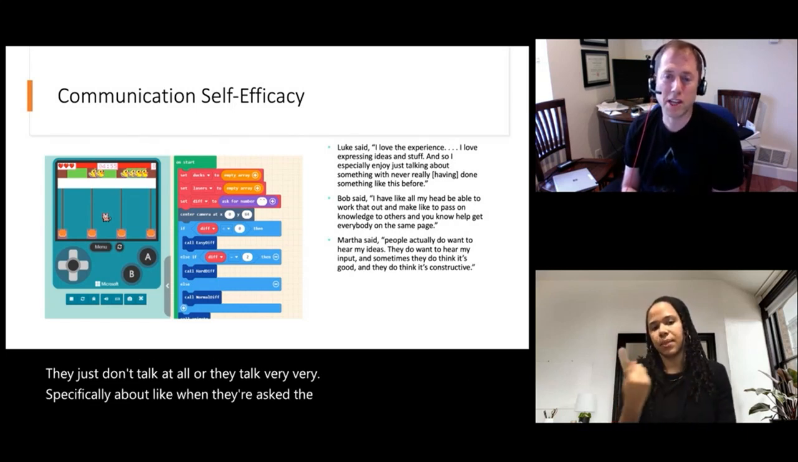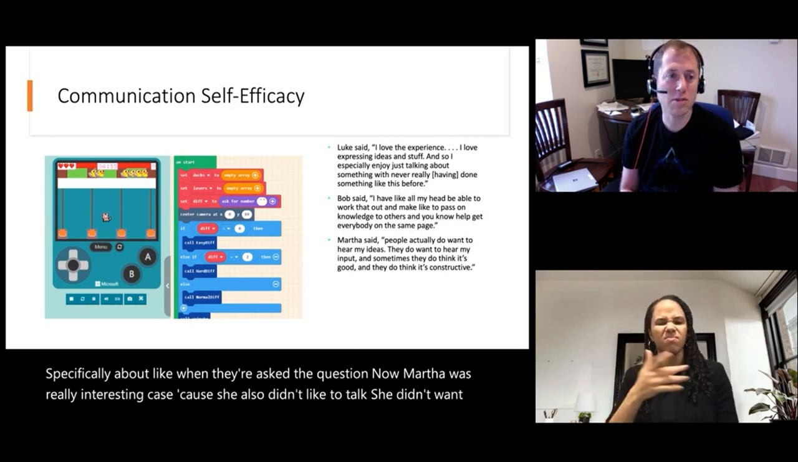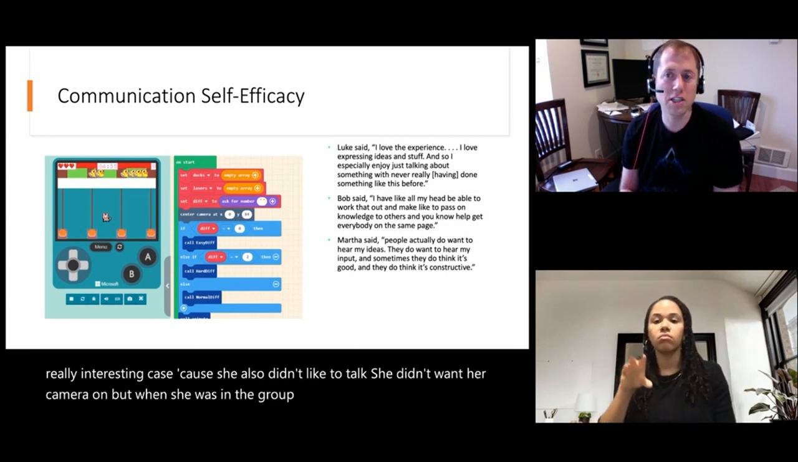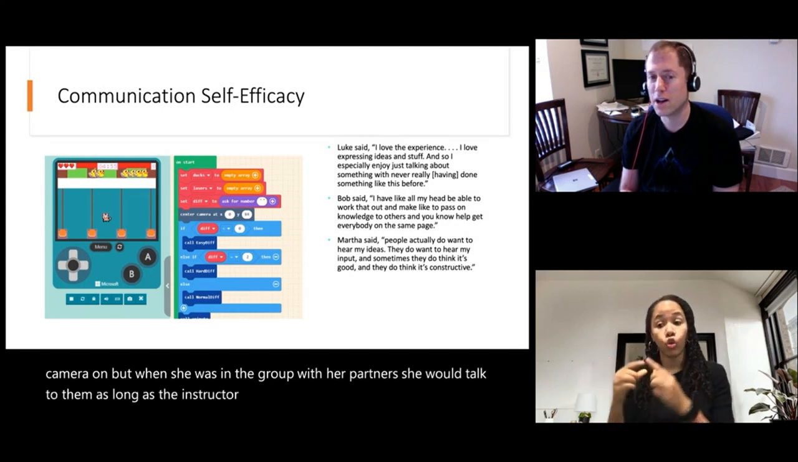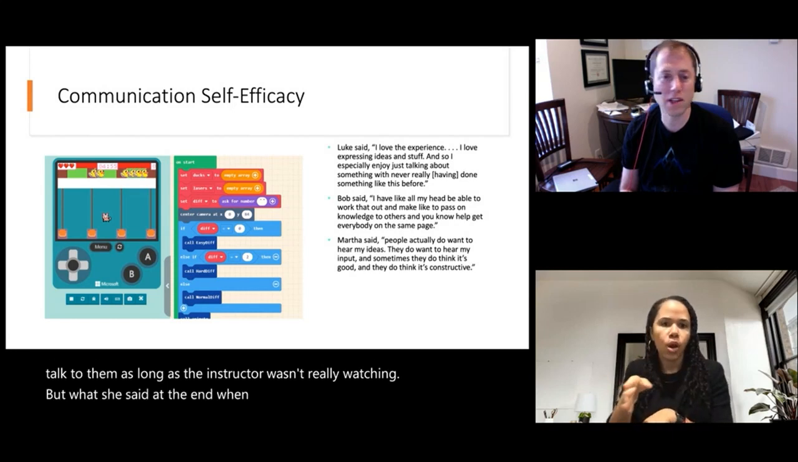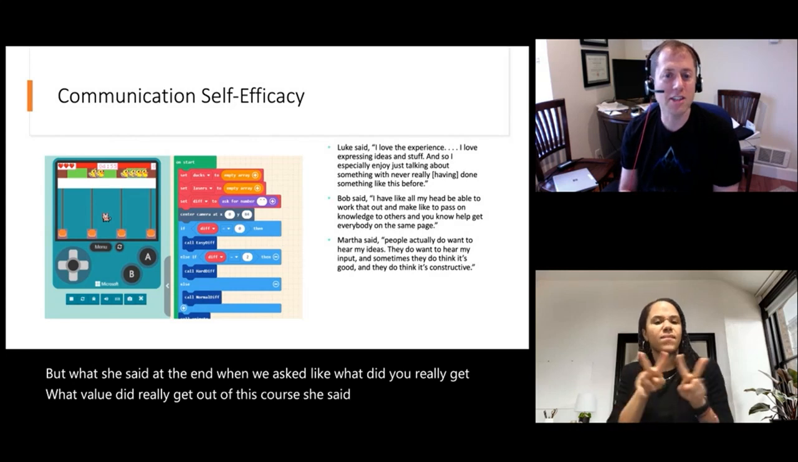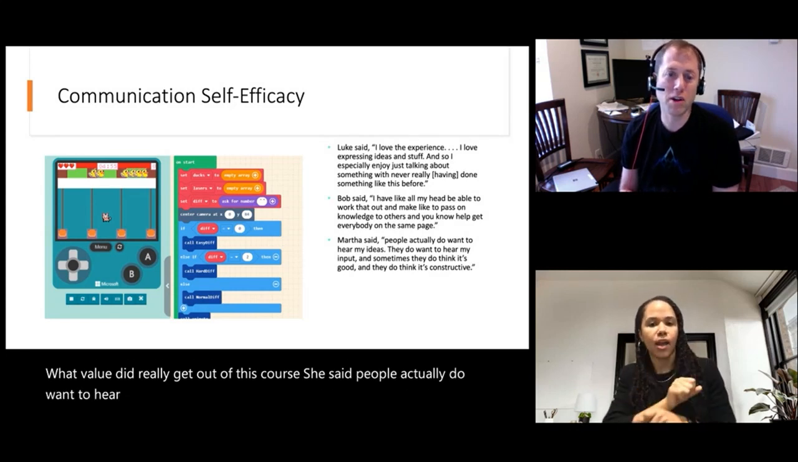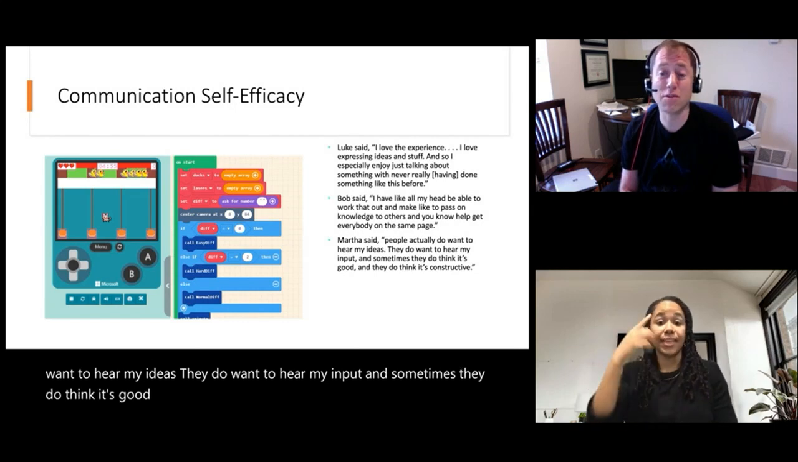Now, Martha was really an interesting case because she also didn't like to talk. She didn't want to have her camera on. But when she was in a group with her partners, she would talk to them as long as the instructor wasn't really watching. But what she said at the end, when we asked, what did you really get? What value did you really get out of this course? She said, well, people actually do want to hear my ideas. They do want to hear my input. And sometimes they do think it's good and they do think it's constructive.